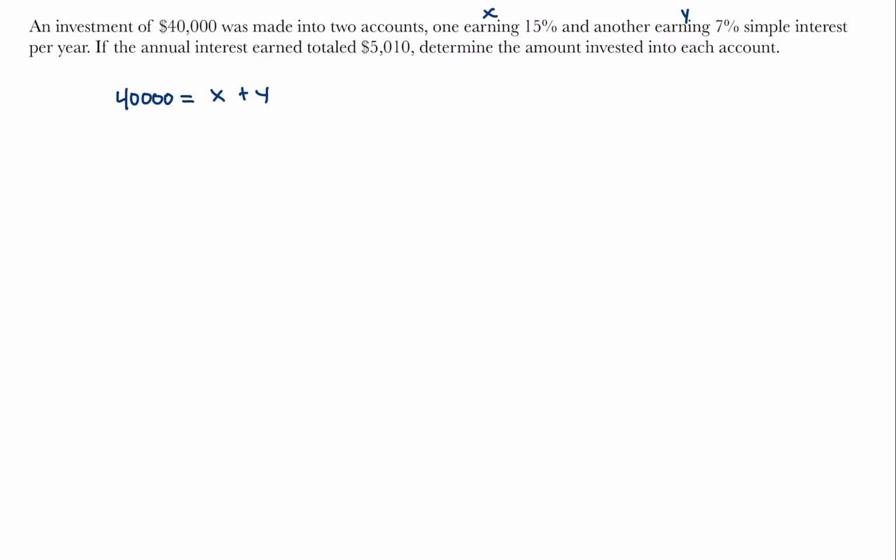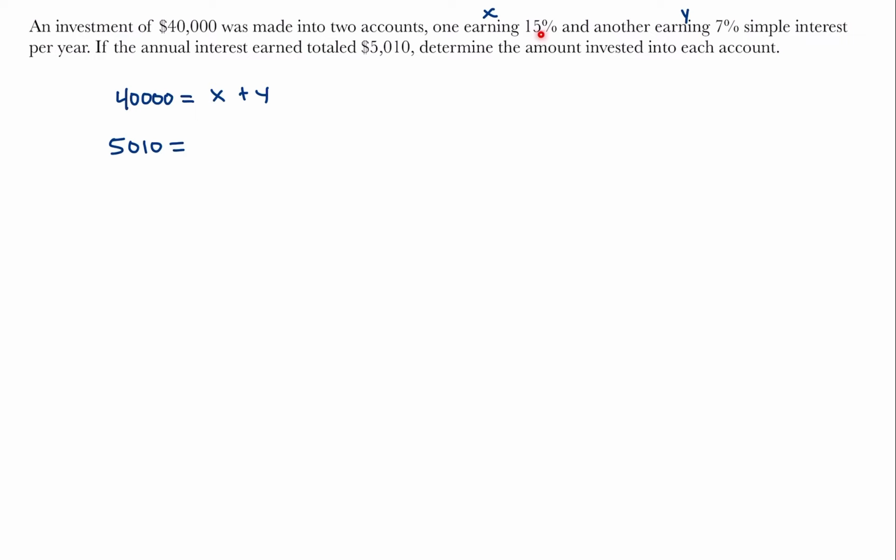Then my second equation is going to be a little more specific because it has to deal with the annual interest totaled, which is my $5,010. So my second equation, I can say $5,010, and that's going to be equal to my money made from account X, but it's more specific, so I'm going to have to take my 15% and multiply that by X.